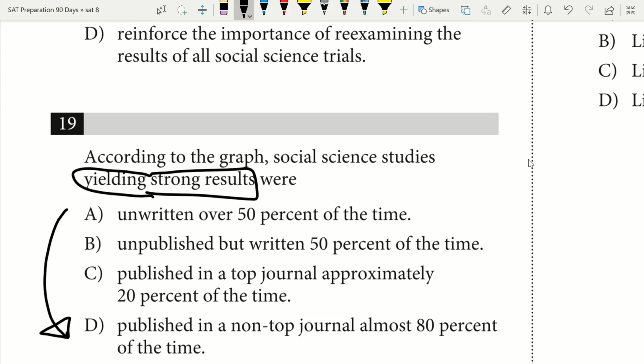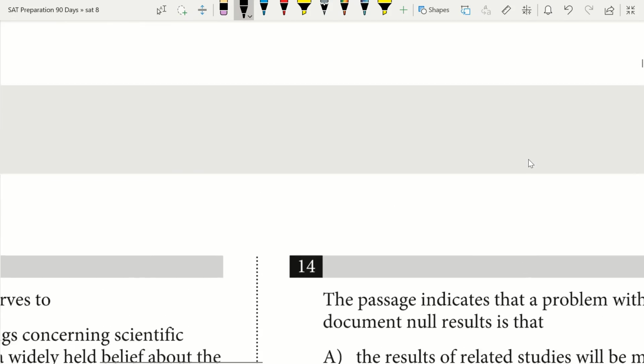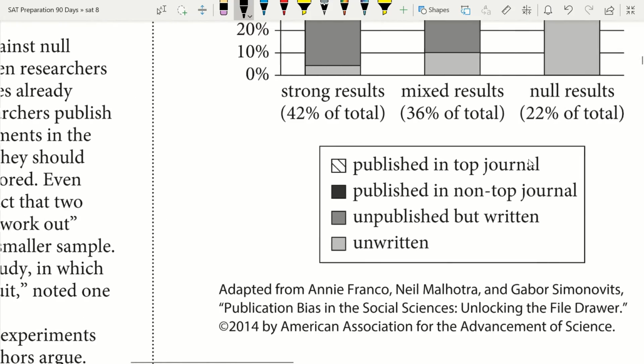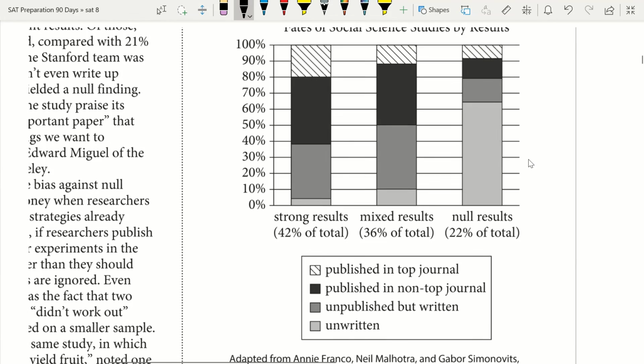So anytime I see on a data interpretation question like this that my answer choices are pretty small, and I'm given one category, in this case only the studies yielding strong results, then I take a look at the graph and try to find a general feel for what it is showing about those studies, and then I'll run through my answer choices. So here's what I see. All right, I'll zoom out so you can see the whole graph.